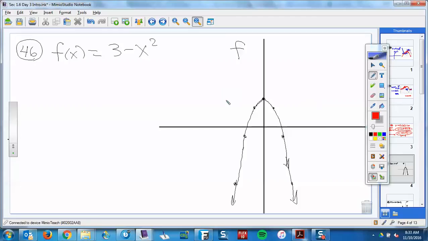Where is F prime positive? Negative infinity to 0. Right? Because that's where F is increasing. F is increasing when F prime is positive. Is F prime increasing at 2?